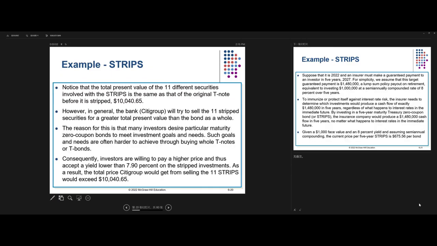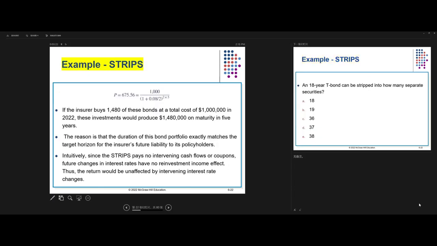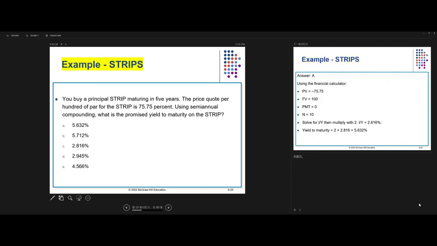And then strips is the most important part. So basically, if you have a future cash flow, you know how to design a purchase plan of the strips in order to meet your future demand of cash. And then you know how to calculate the price of each strip based on the future cash flow, and then you know how many shares you should buy to meet your future cash flow. So this is strips.